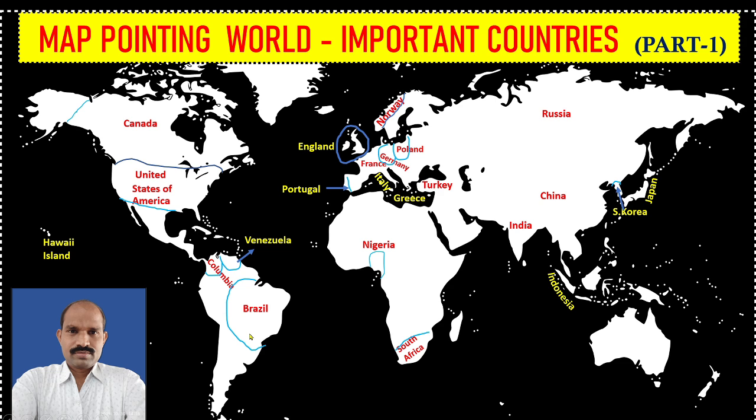Three videos are prepared on the most important countries of the world. They are divided into parts 1, 2 and 3. In this part 1 video, you will come to know how to locate these countries on the given outline map. Let's start.